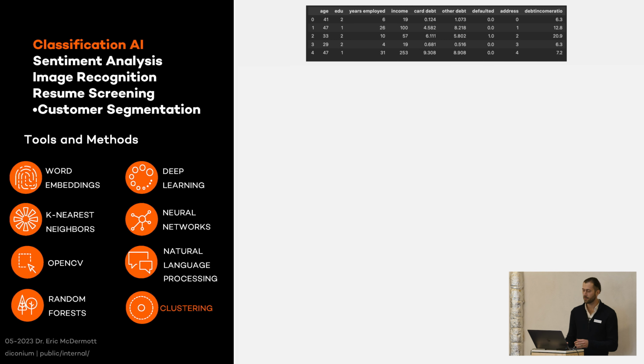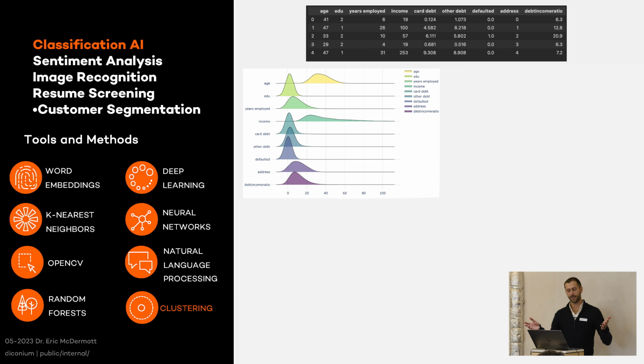Here, I just have some data from customers regarding their education, their years employed, and their debt, income, things like this. And for customer segmentation, first we would look at this data as we did in the churn example. We would see what this data looks like. And already we can see that age has a very long distribution, as well as income, whereas the other ones are more contained.